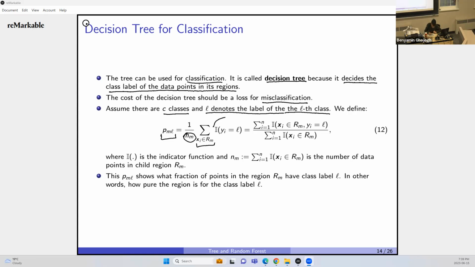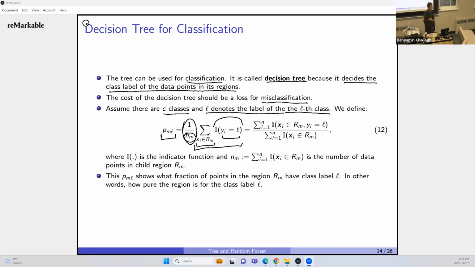And what is this? This is the indicator function. It means that it is 1 if the label of x_i, which is y_i, equals L. Otherwise, it's 0. What does this summation mean? How many points of the Lth class do we have in the region R_m, right? It counts the number of points in region R_m which have the label L, and then it divides over all of the points in the region R_m. So it's basically a fraction. p_mL is basically a fraction.